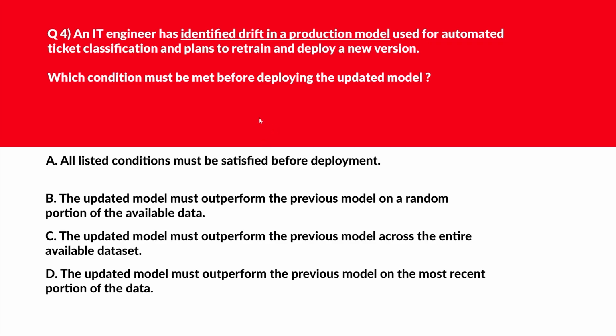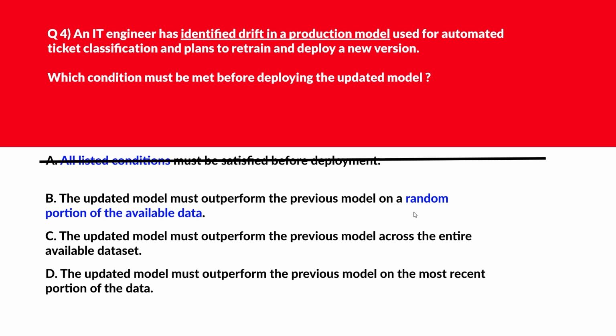Okay, let's look at this. We need to identify drift in the production model. Option A says all listed conditions must be satisfied before deployment. Not all conditions are required. Recent data performance is the critical factor. Hence incorrect.